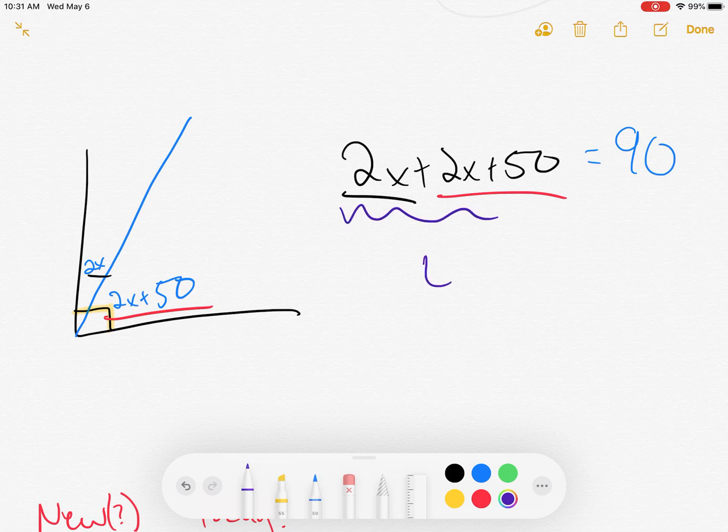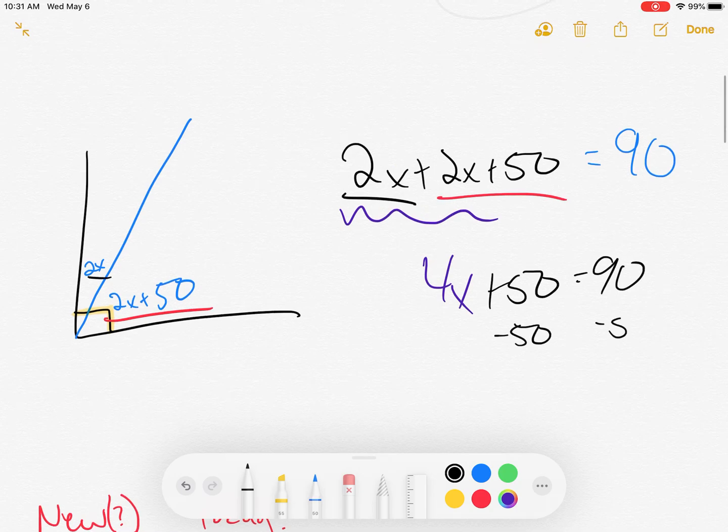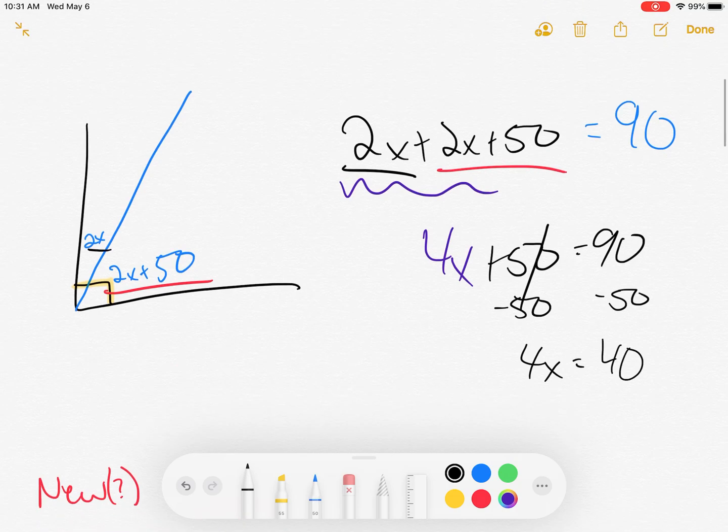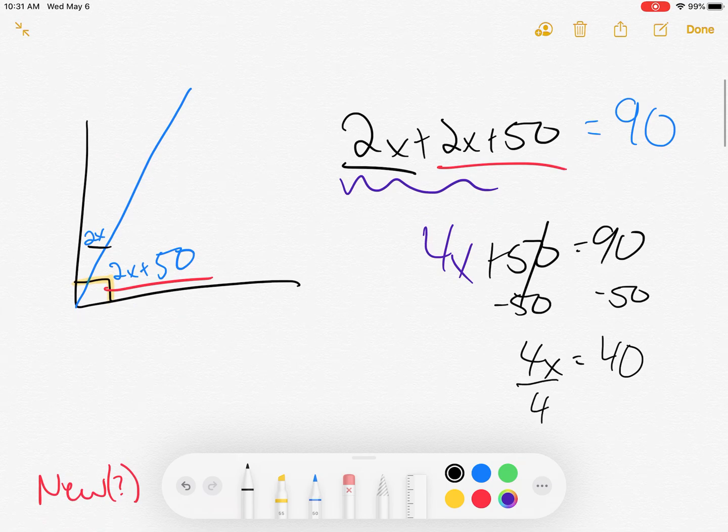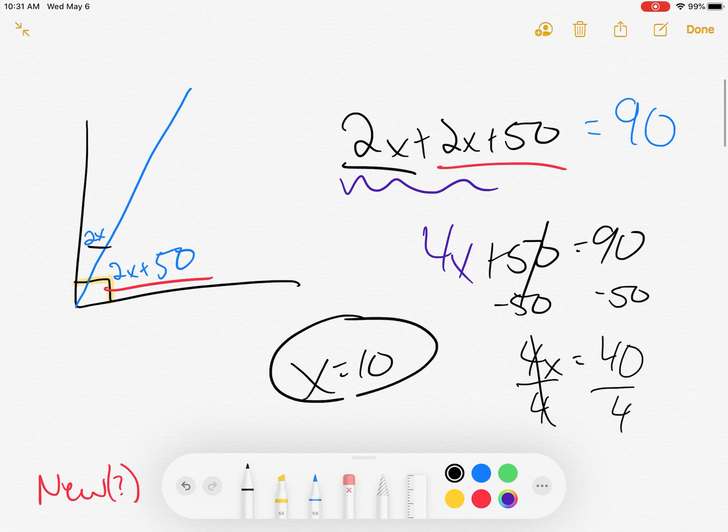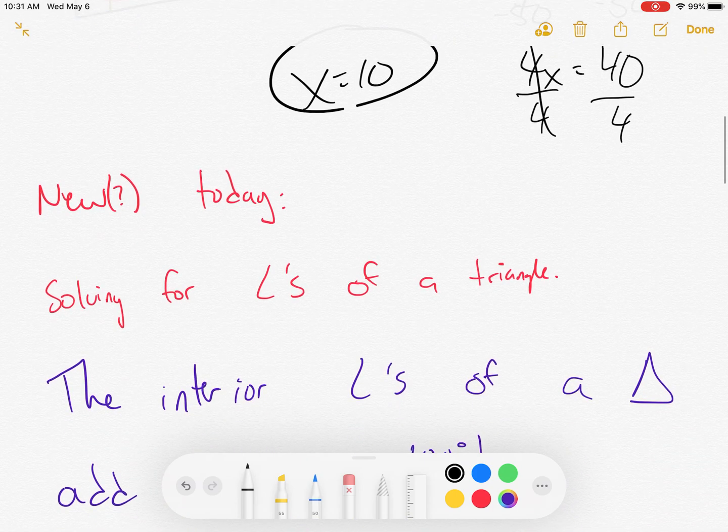Combine like terms here. 2x and 2x is 4x, plus 50 equals 90. Minus 50, minus 50. 4x equals 90 minus 50, which is 40. It looks like this one's going to turn out nice. We can now divide by 4 and get x equals 10.